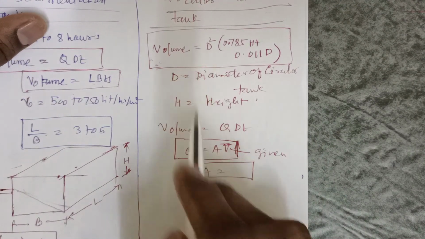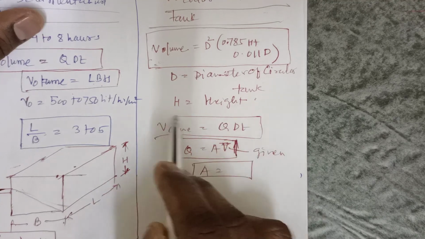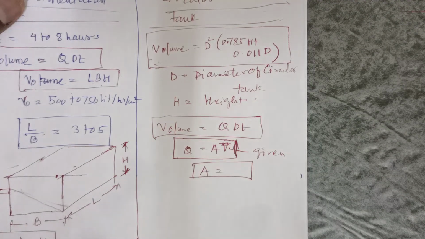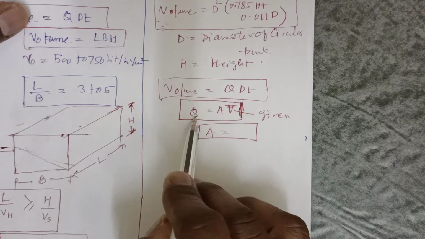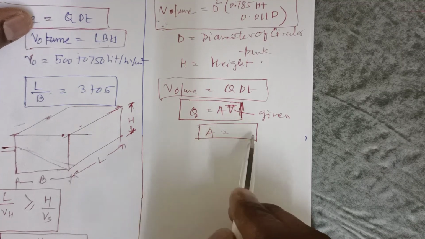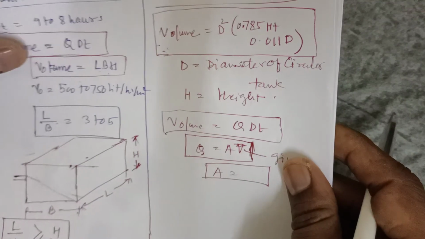Next, this is the same formula, that is volume will be equal to Q into dt, and Q is equal to V into A, then we can find out the area, right? So here now we will design one problem, and we will solve this problem, right?